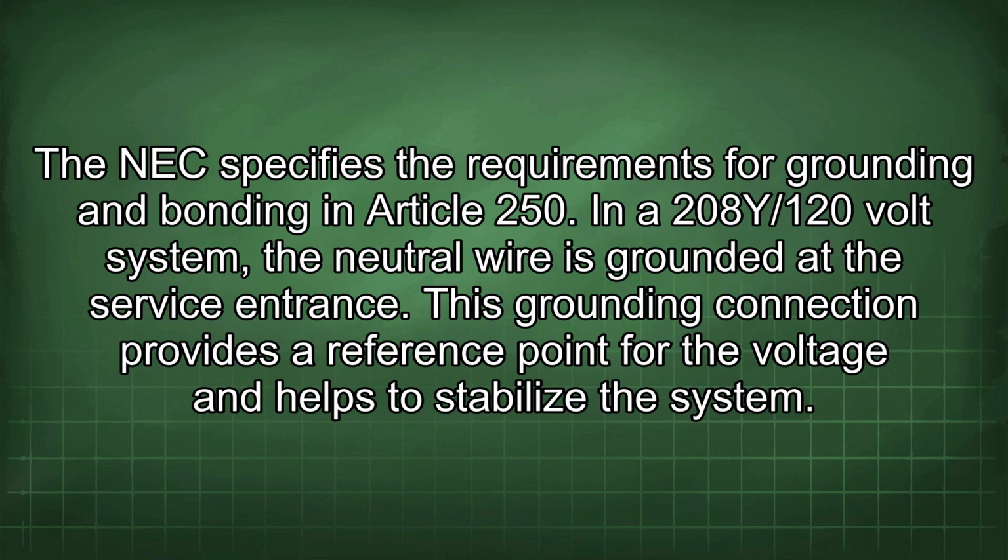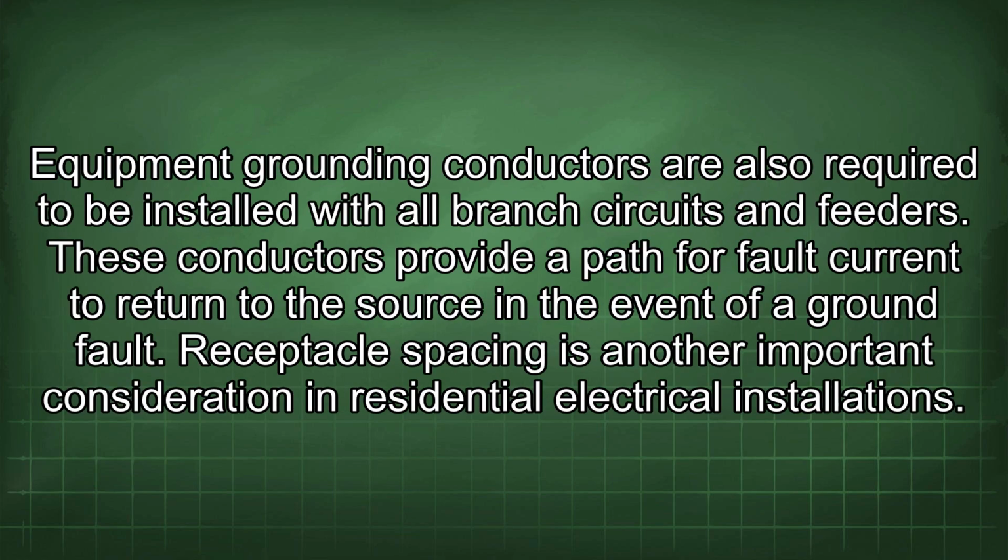In a 208Y/120 volt system, the neutral wire is grounded at the service entrance. This grounding connection provides a reference point for the voltage and helps to stabilize the system. Equipment grounding conductors are also required to be installed with all branch circuits and feeders. These conductors provide a path for fault current to return to the source in the event of a ground fault.